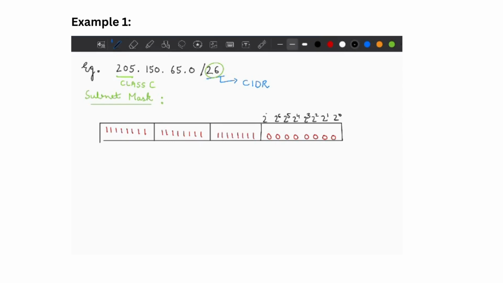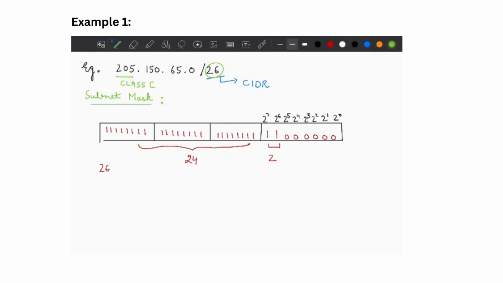But what we need are 26 network bits. So how are we going to get 26 network bits? By borrowing 2 bits from the host. After borrowing 2 bits from the host bits, we now have 26 network bits. So instead of 2 zeros, we'll replace them with 2 ones. All the ones are the network bits, and then we have 6 host bits remaining.